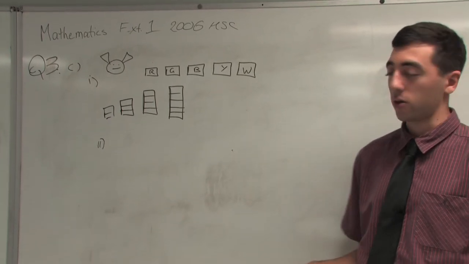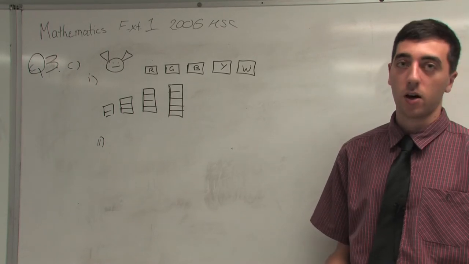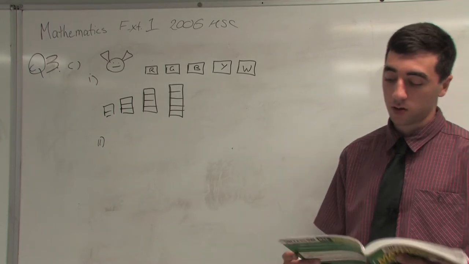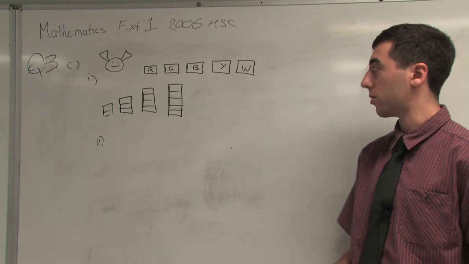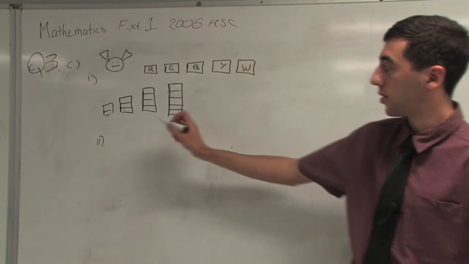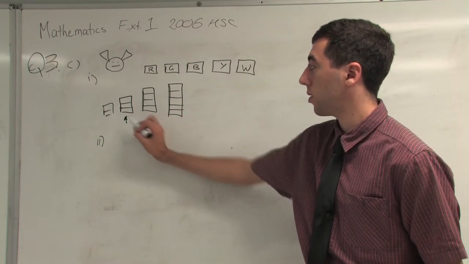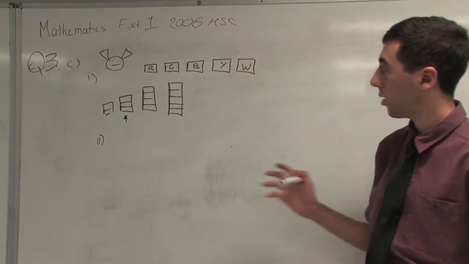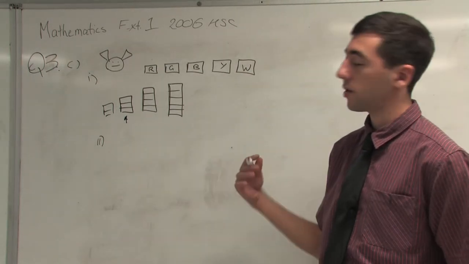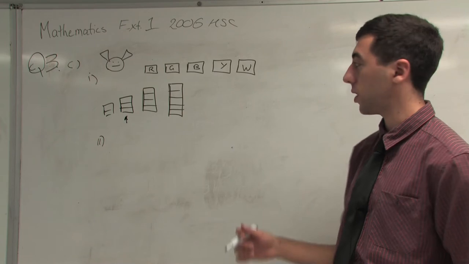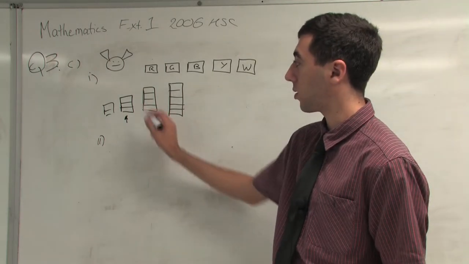So the first part of the question asks us how many different towers can be formed if she was to stack 3 blocks on top of each other. So we're only going to be focusing on this tower. So how do we do this question? Well, we just need to figure out how many ways Sophie can do this such that she has 3 blocks.